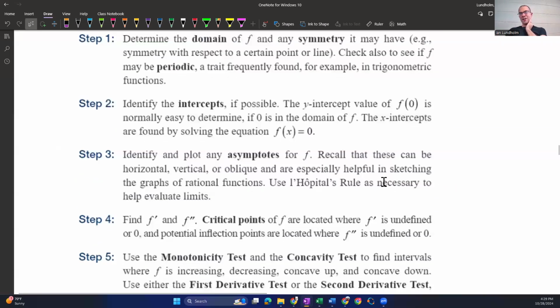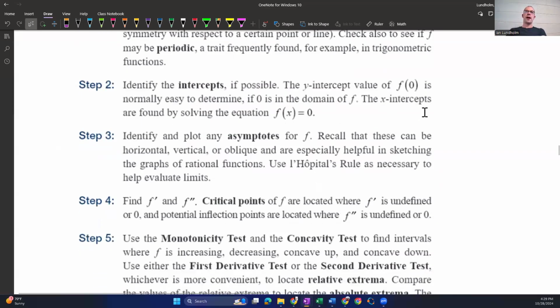In particular, L'Hopital's rule often becomes handy when you're trying to plot asymptotes. Remember that when you're doing asymptotes, you're finding vertical asymptotes when just the denominator of a fraction is equal to 0. You're finding horizontal asymptotes when you're looking at the limit as x goes to infinity or the limit as x goes to negative infinity. And L'Hopital's rule can sometimes be helpful when you're doing those limits.